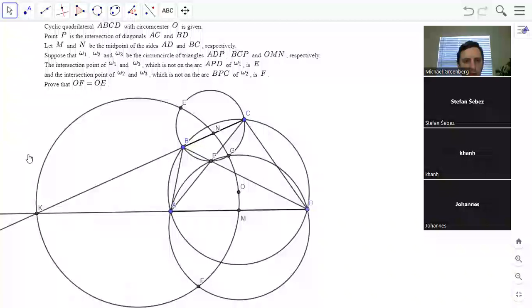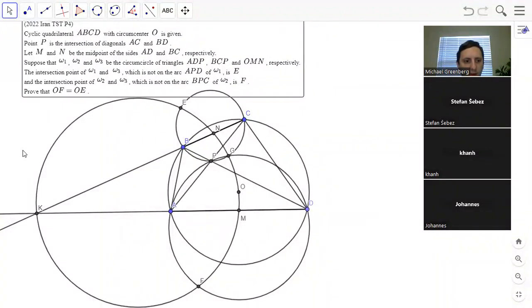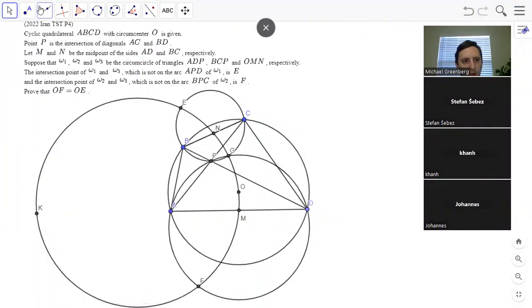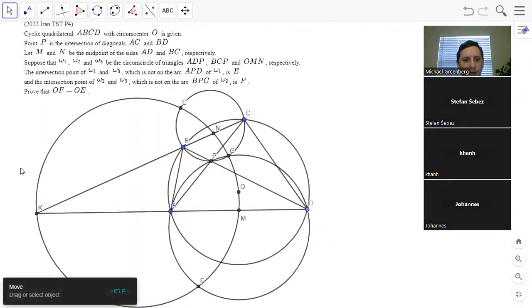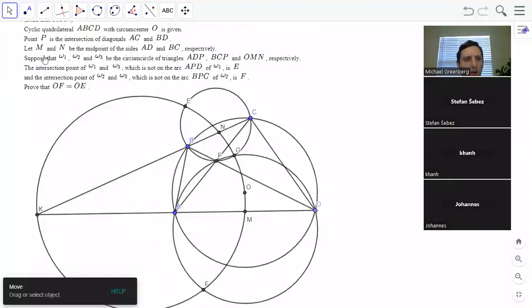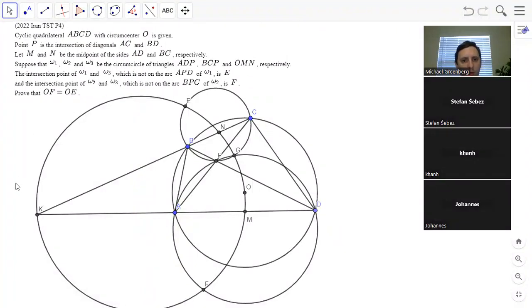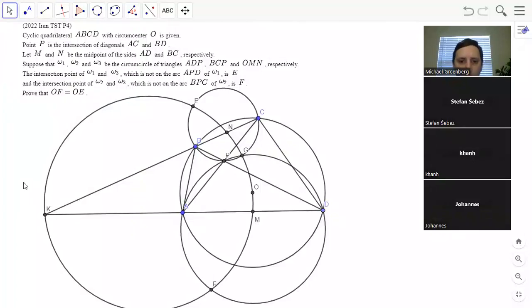I think we should invert around ABCD. We have many circles, and the condition OF equals OE is very good under inversion. You just have to prove that OF' equals OE'. So it seems like MP and E are collinear, and MP and F. I haven't proven it yet, but then we could try inversion. Let's see why that might be true.